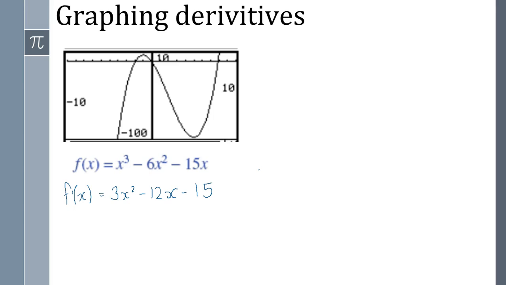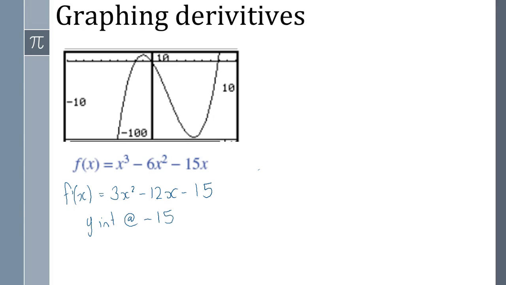Okay, we're now going to try and graph that derivative, and we've done this before to death in quadratics, and then again in mid-years. So we need to find the x-intercepts and the y-intercept. The y-intercept's pretty easy. The y-intercept occurs when x equals 0. So we know our y-intercept is at negative 15.